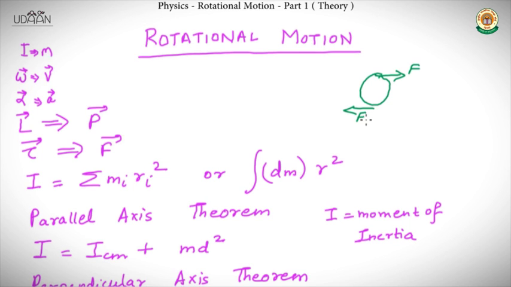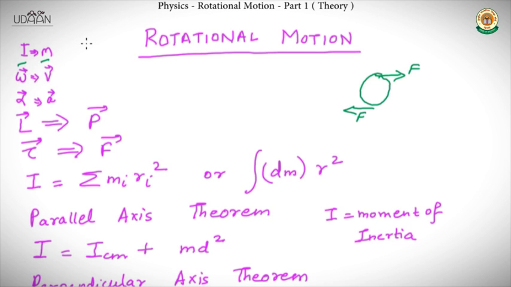Now, since we are doing a completely new kind of motion, we need new quantities. Here we'll see some analogous quantities. For translational motion we had mass m. Similarly, over here we have I, which is the moment of inertia. Next, we have omega, which is analogous to velocity in translational motion, alpha, which is analogous to acceleration, L, the angular momentum, which is analogous to momentum P, and the torque, tau, which is analogous to force F. So these are the basic quantities which will help us define the entire rotational motion.